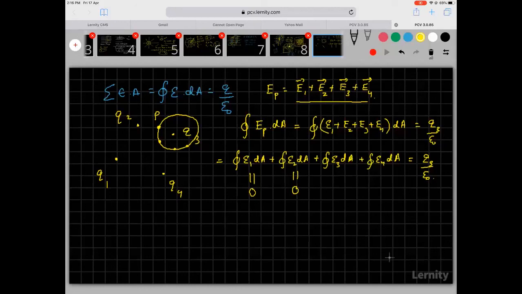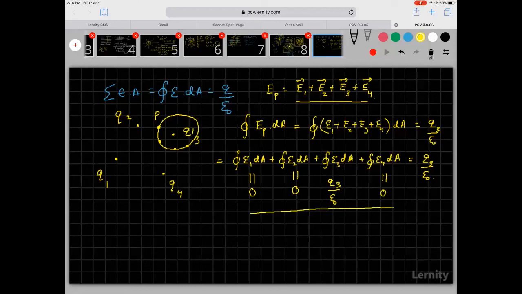Now what is E3 dot dA equal to? Q3 by epsilon naught, because only Q3 is there inside the sphere. So what is E4 dot dA equal to? 0. Do you understand this?